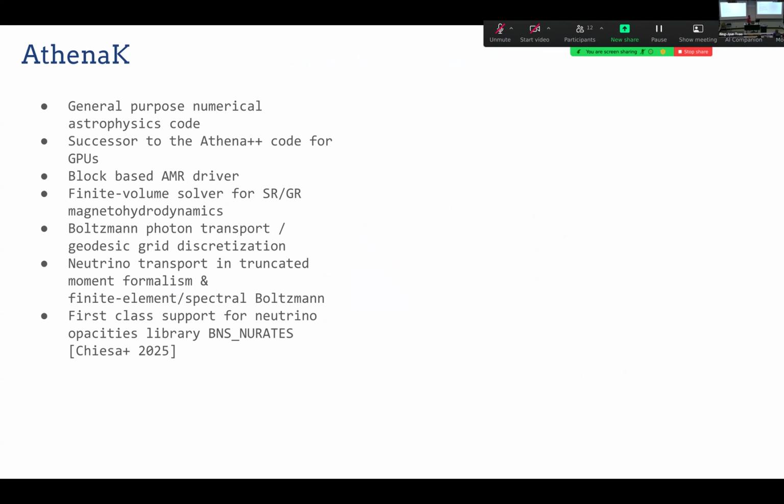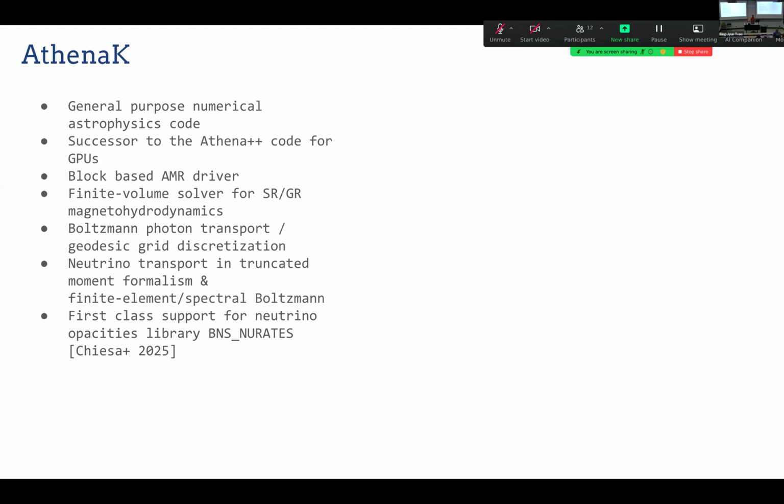Here comes AthenaK. AthenaK is this new code that is developed at Princeton and other places, including Penn State. AthenaK proposes to be this general purpose astrophysical code, and it's the successor to the very popular Athena++ code for GPUs. Athena has this block-based AMR driver doing octree mesh refinement on Cartesian grids. It has support for general relativistic magnetohydrodynamics using these finite volume solvers.